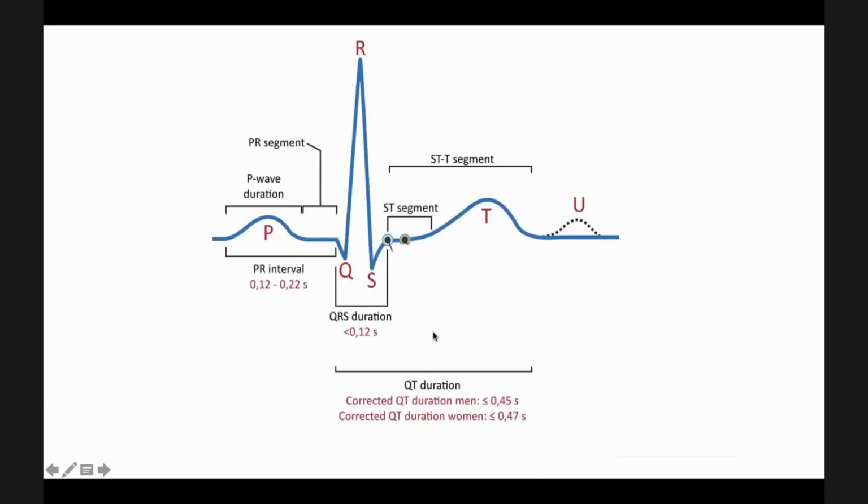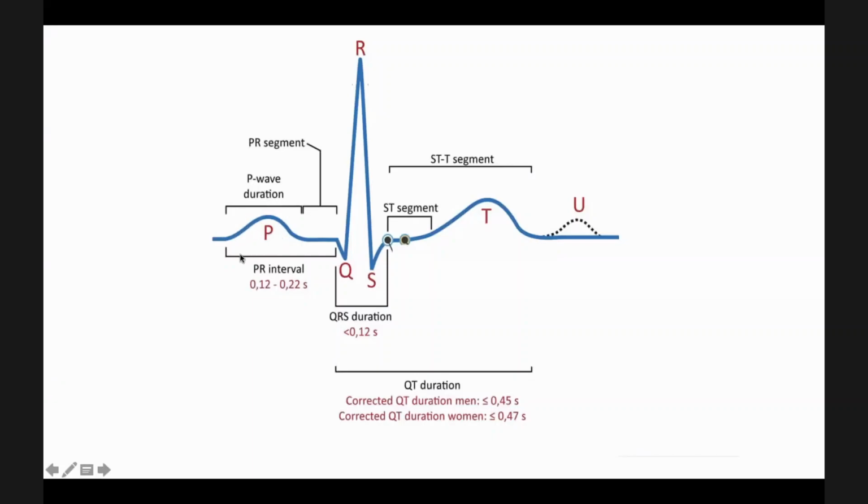This slide shows the time durations of the ECG. The size of the P wave is again important, and the lead to look at for the P wave is lead 2. When the P is tall, there's a right atrial enlargement. When there's an M pattern, that is a left atrial enlargement.